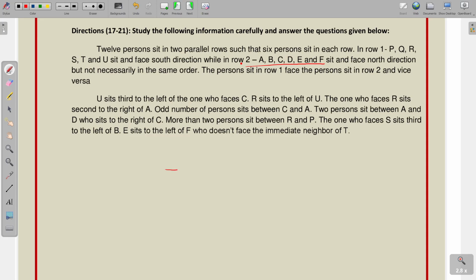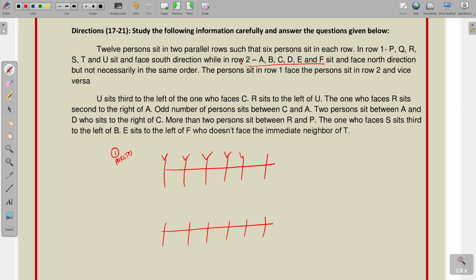So there are 12 persons. 1, 2, 3, 4, 5, 6. 6 persons are sitting on each side of the row, each one facing the other. And in row 1, P, Q, R, S, T, U, so total 6 persons all are facing south direction. It is the right side and it is the left side of them. Those who are facing north, it is the right side and it is the left side of them.